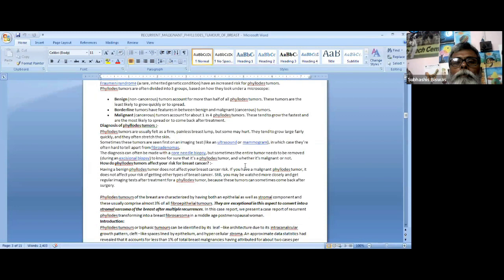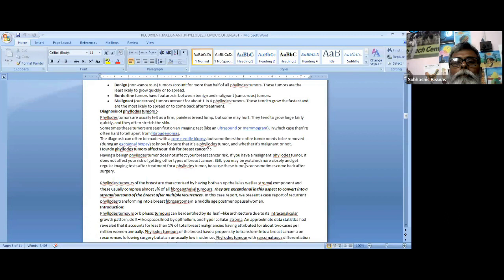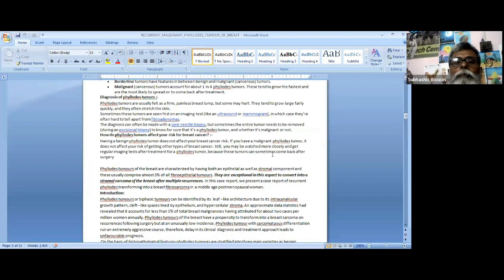Diagnosis of Phyllodes tumor. Phyllodes tumors are usually felt as a firm, painless breast lump, but some may hurt. They tend to grow large fairly quickly, and they often stretch the skin. Sometimes these tumors are seen first on an imaging test like an ultrasound or mammogram, in which case they are often hard to tell apart from fibroadenomas. The diagnosis can often be made by a core needle biopsy, but sometimes the entire tumor needs to be removed during an excisional biopsy to know for sure that it's a Phyllodes tumor and whether it's malignant or not.